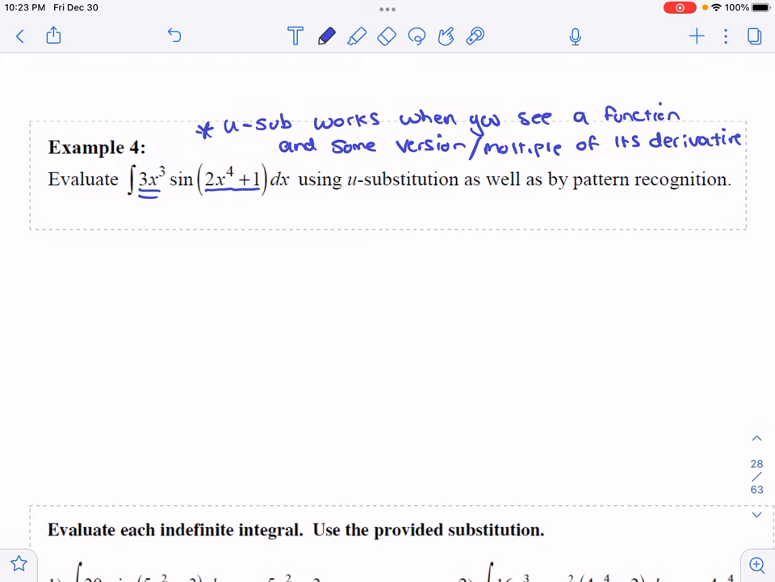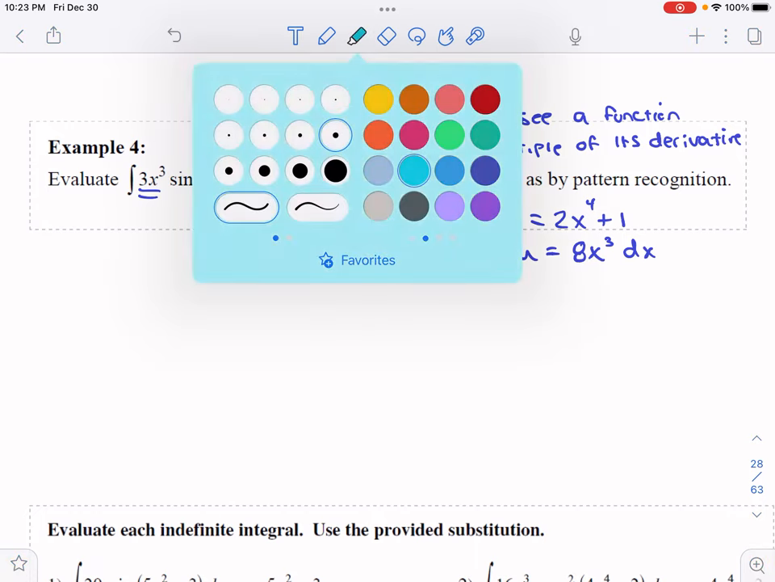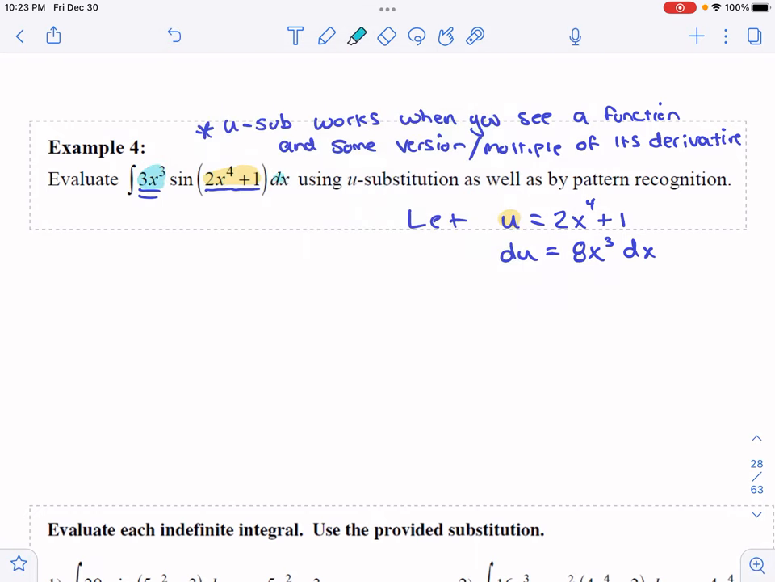So note what happens here. I'm going to let u be 2x to the 4th plus 1, and then du becomes 8x cubed dx. Now my 2x to the fourth plus 1 is taken care of. That's just going to be u. And 3x cubed dx, that's not quite what I have over here. I have 8x cubed dx.